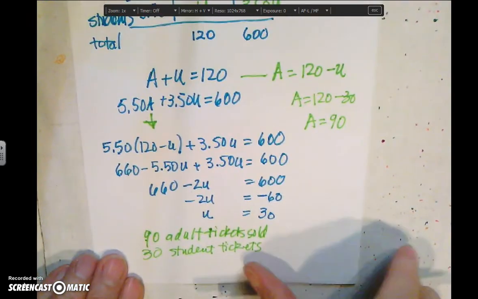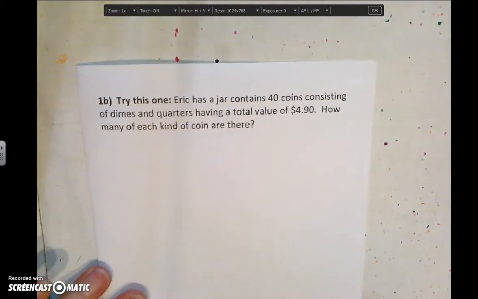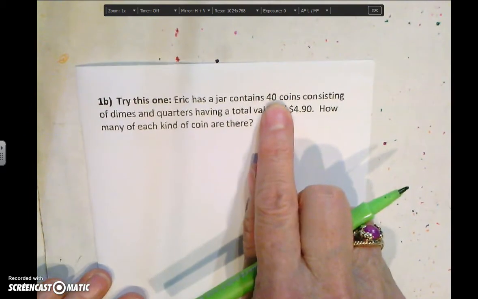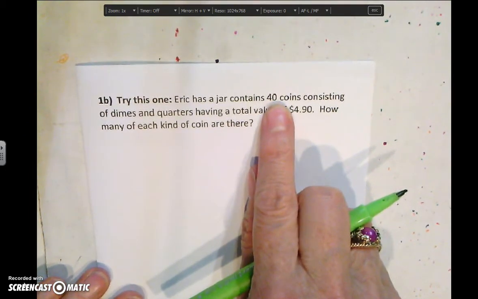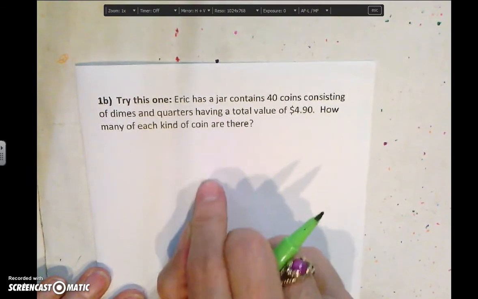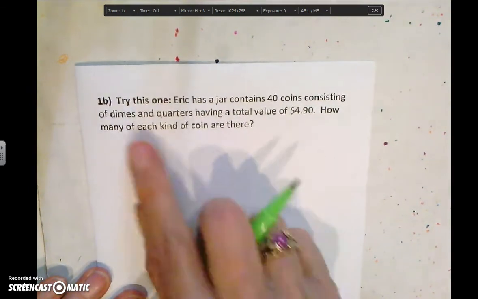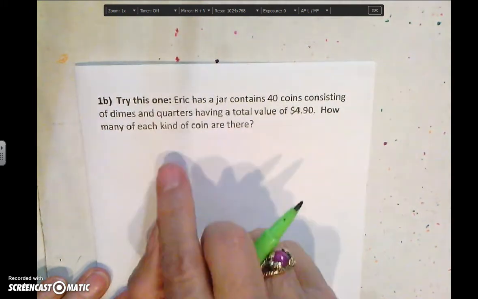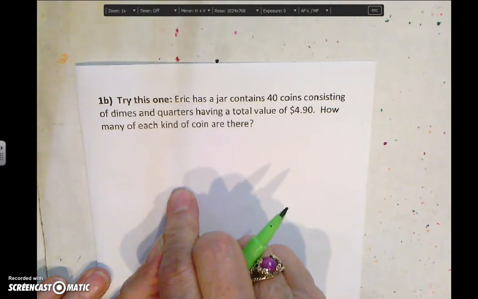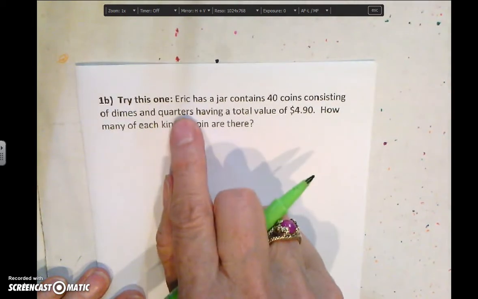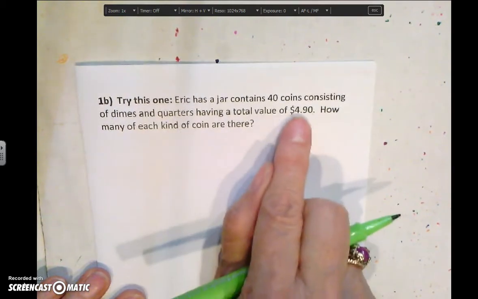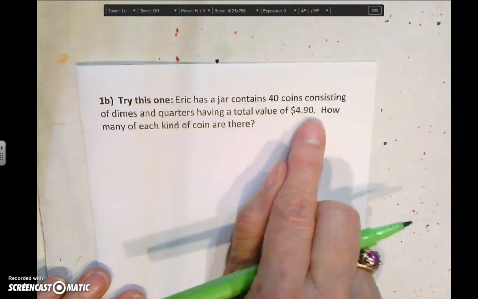All right, so now we have a similar problem right here, 1B. So you go ahead and try this. So remember that when you're working with coins, your unit rate is going to be cents per coin. So if you have a dime, it's going to be 10 cents per coin. If you have a quarter, it's 25 cents per coin. And because we're using a 10 and a 25 rather than a 0.10 and a 0.25, if you use 10 and 25, then you need to use 490 right there.